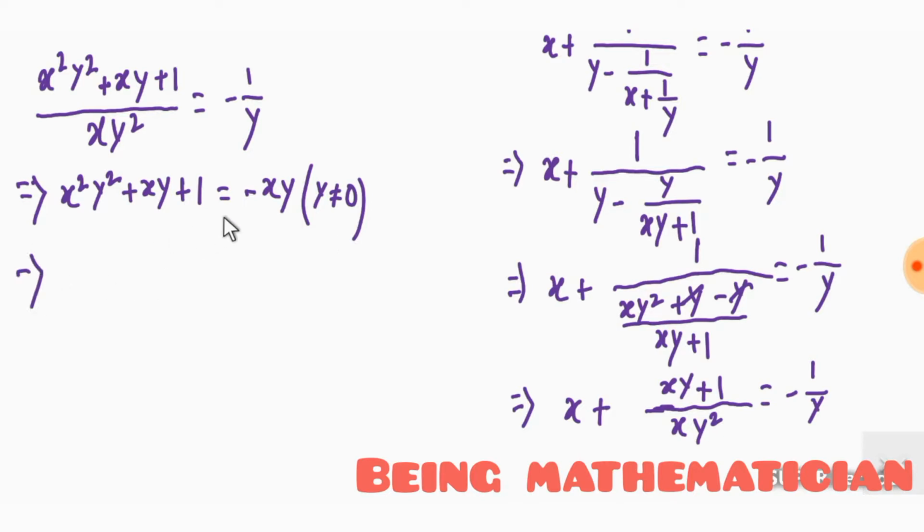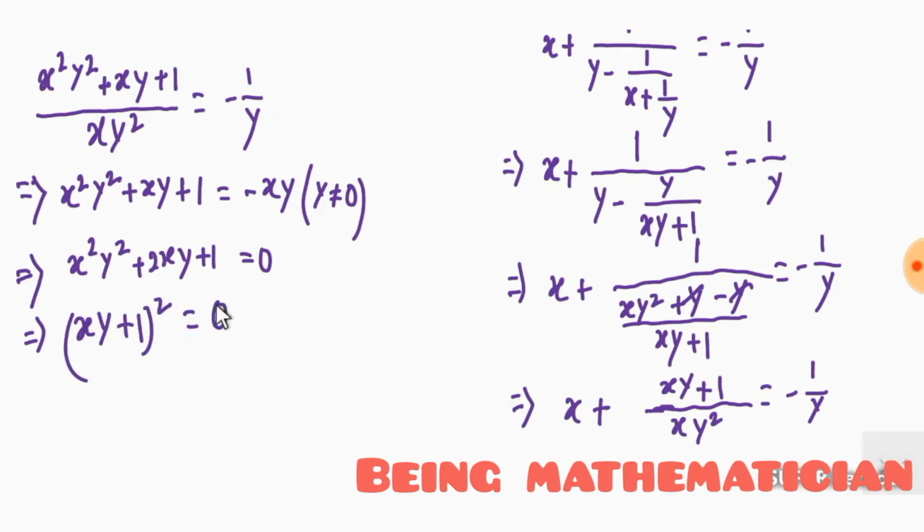And now x² y² + 2xy + 1 equal to 0. Therefore, (xy + 1)² equal to 0. And now xy is equal to minus 1. We keep the result for the next calculation.